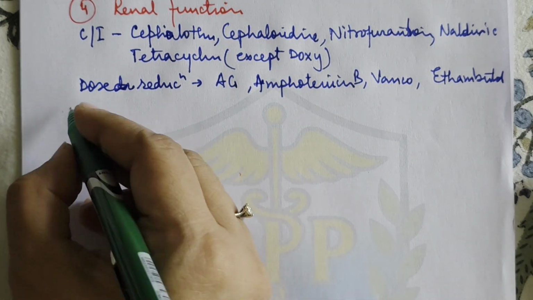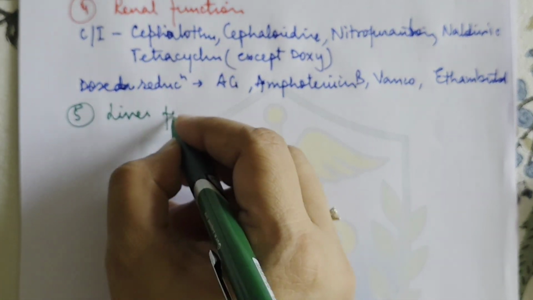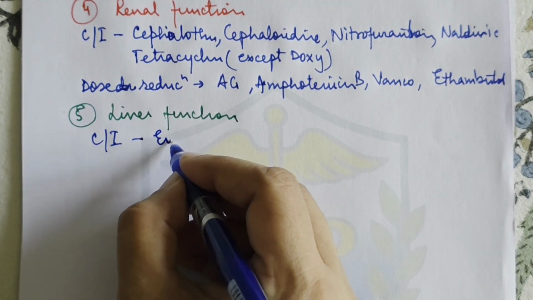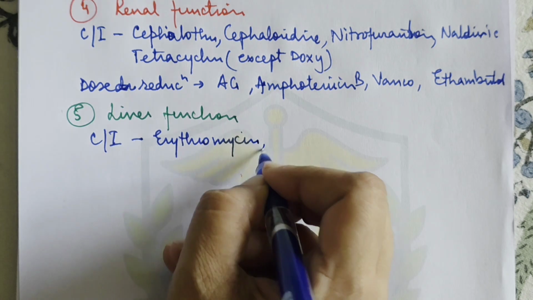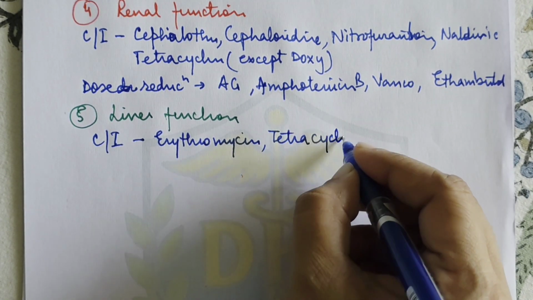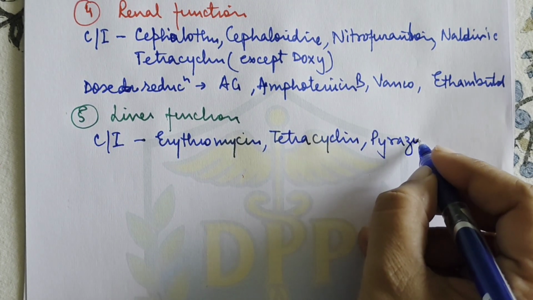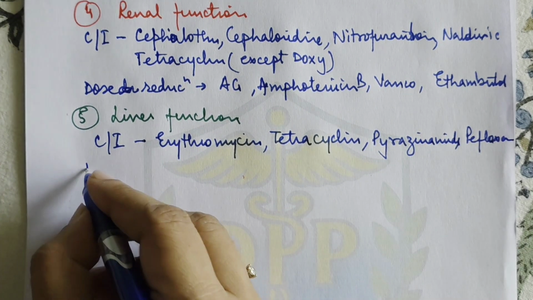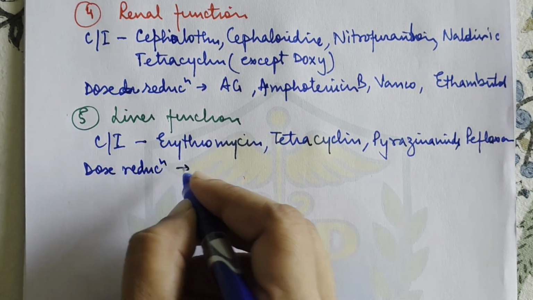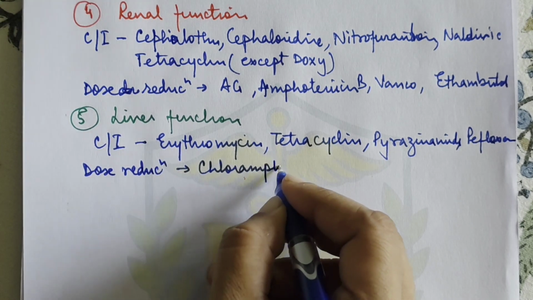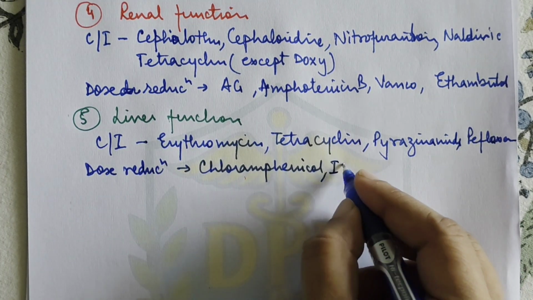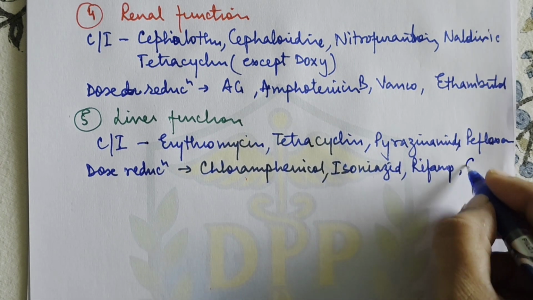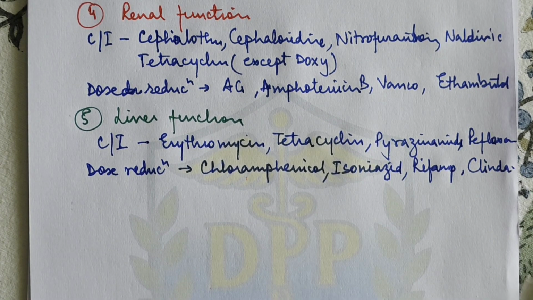Then we have drugs which are affected by liver diseases. In liver function, which antibiotics are contraindicated? Contraindicated medicines are erythromycin, tetracyclines, pyrazinamide, and pefloxacin. Okay, drugs in which dose reduction is required: chloramphenicol, isoniazid, rifampicin, and clindamycin. Okay, these are the drugs in which dose reduction is required.